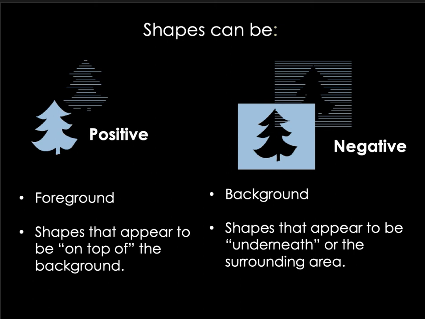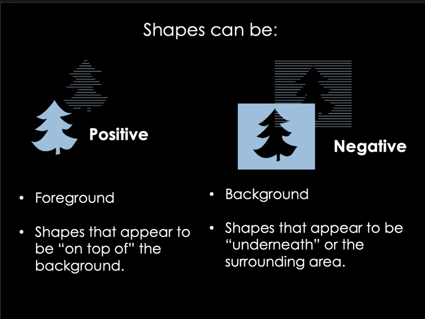Shapes can be positive or negative. When you hear the word positive shape, we're talking about something that's in front. It's in the foreground. So a positive shape appears to be on top of the background. And I want you to know the difference between these two, especially for the test. Negative is talking about the background, the part that's behind whatever's in front.